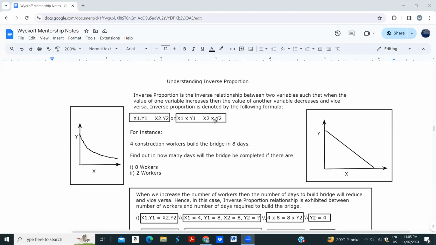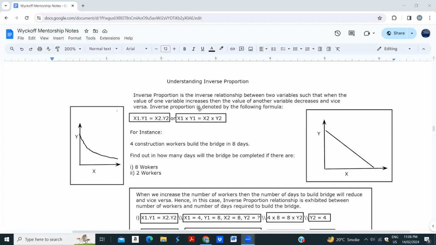So you have to read this out, and I've also given the example of these workers, like 4 construction workers build the bridge in 8 days. Okay. So find out in how many days the bridge will be completed if there are 8 workers. Now, this is a very, very interesting topic. Now we have to understand inverse proportion. Inverse proportion is the inverse relationship between two variables, such that when the value of one variable increases, the value of another variable decreases, and vice versa. Vice versa means that when the value of one variable decreases, the value of another variable will increase.